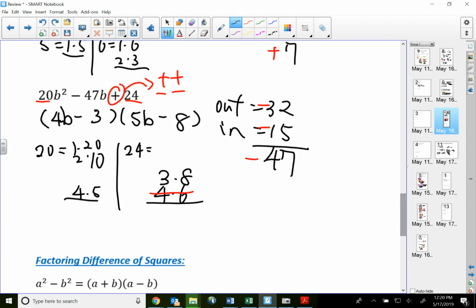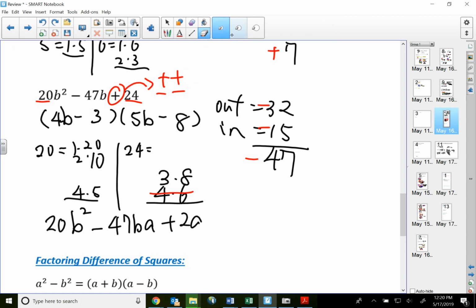Now, I'm going to use the same exact problem up here. I'm just adding another variable. Have you ever seen a trinomial look like this? 20b squared minus 47ba plus 24a squared. This is actually considered a trinomial, just using two different variables.